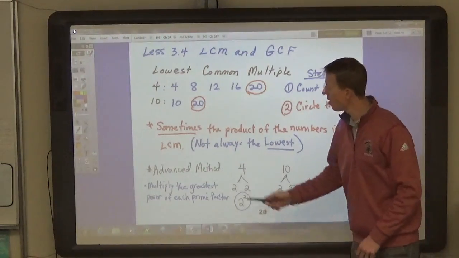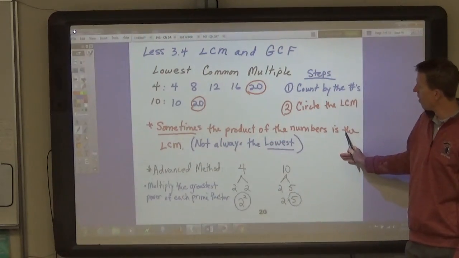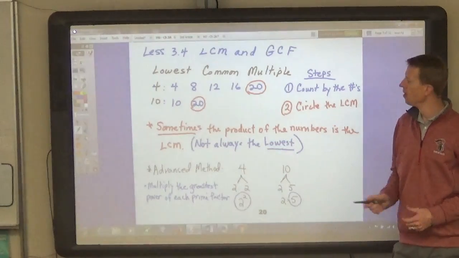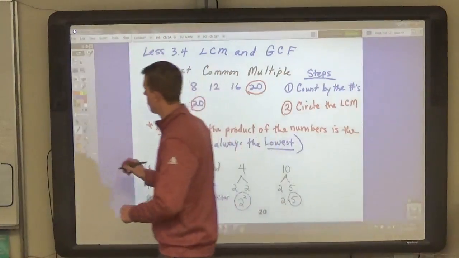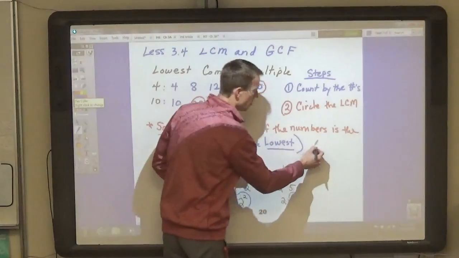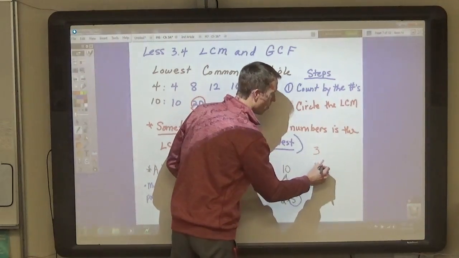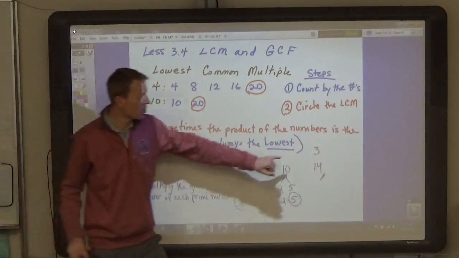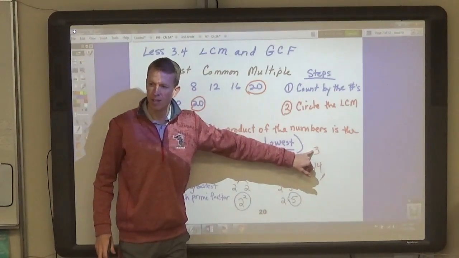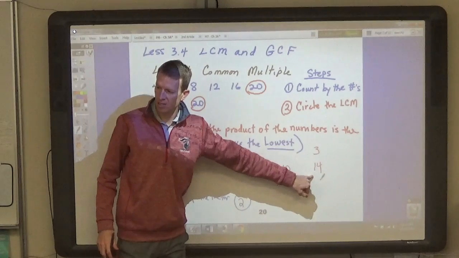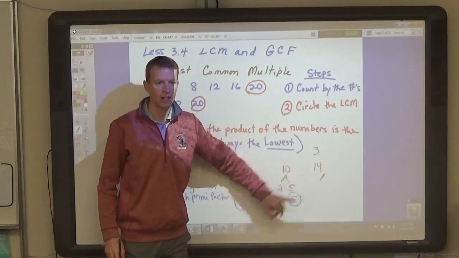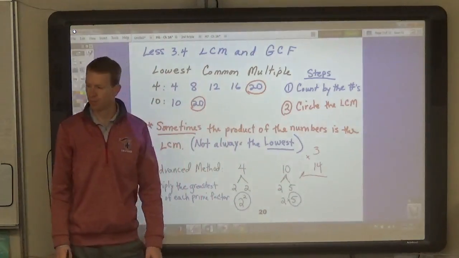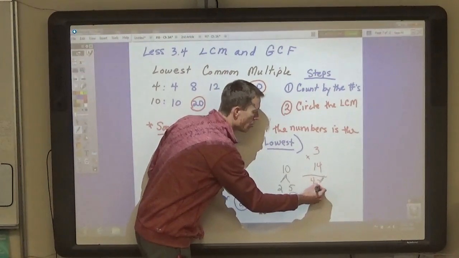Okay? Now, sometimes you can find the product of the numbers, and it is the lowest common multiple, especially when one of the numbers is prime. So, for example, if the numbers are 3 and 14, one of these numbers is prime. Okay? It doesn't go into the other number. Right? 3 doesn't go into 14. And so the lowest common multiple is going to be the answer to 3 times 14, 42.